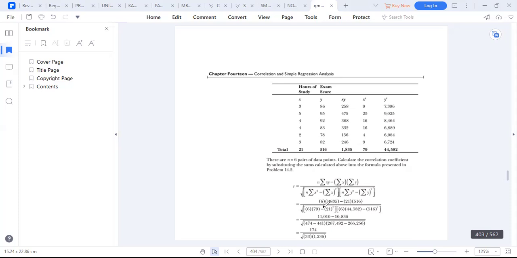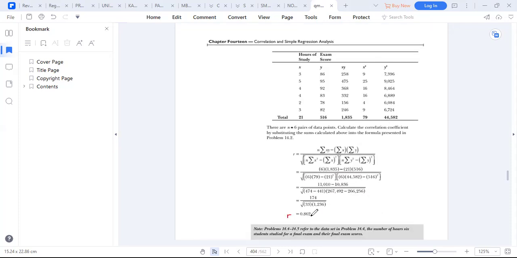We get our R here as what? 0.862. So this is our R, 0.862.